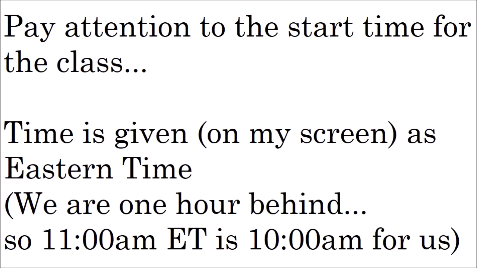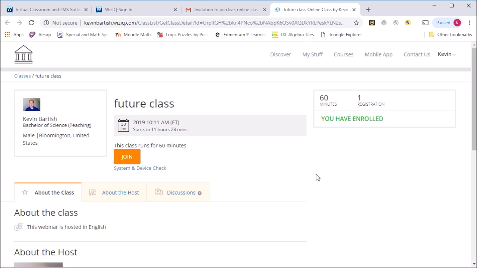So just as an example here, I have written that 11 o'clock a.m. Eastern Time would be 10 o'clock a.m. for us. So just be aware of the time there. Yeah, so just jumping back here. This class I set up starts at 10:11 a.m. Eastern Time. That would be 9:11 a.m. for us, in Central Time. So if you see this screen, when the class is ready to start, you can click on Join, and I'll show you that in a moment.